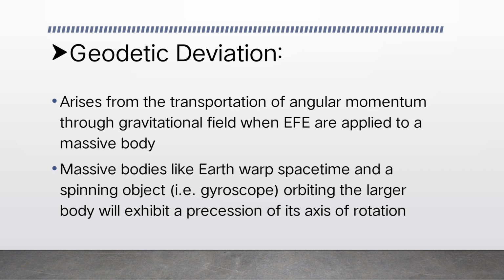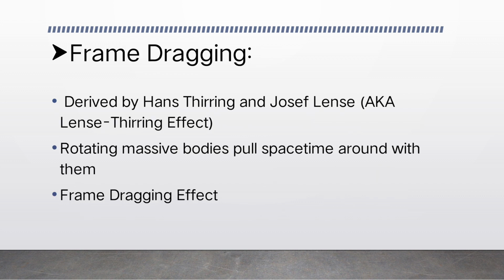Geodetic deviation arises from the transportation of angular momentum through a gravitational field when the Einstein field equations are applied to a massive body. Massive bodies like Earth warp space-time, and a spinning object, that is a gyroscope orbiting the Earth, would exhibit a precession of its axis of rotation.